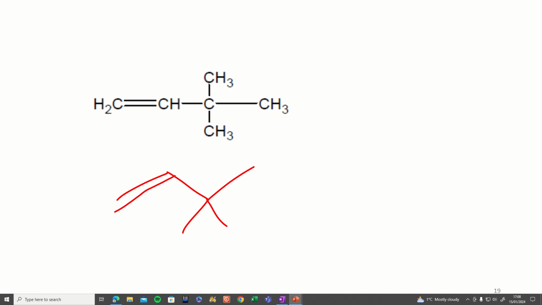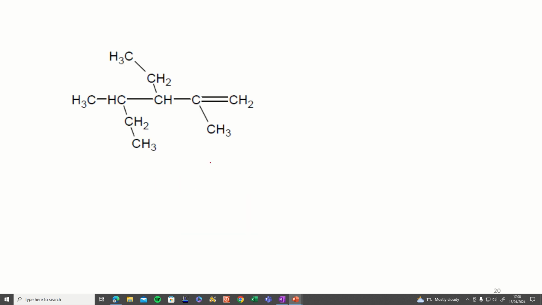So there we go. This one, our longest chain is 1, 2, 3, 4, 5, 6. So it's a hex, 1, 2, 3, 4, 5, 6. Double bond on 1. Okay. Methyl group on 2. Ethyl group on 3. Methyl group, sorry, on 5. There we go.